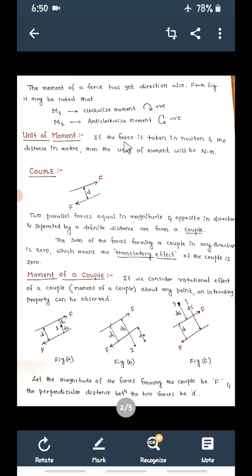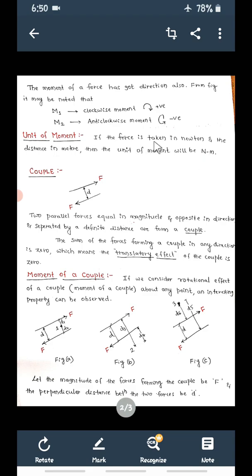Now see, if the force is taken in Newton and the distance is in meter, then what will be the unit of moment? It is force into distance. So force is Newton, multiplied by distance in meter, so Newton meter. So the unit of moment will be Newton meter.